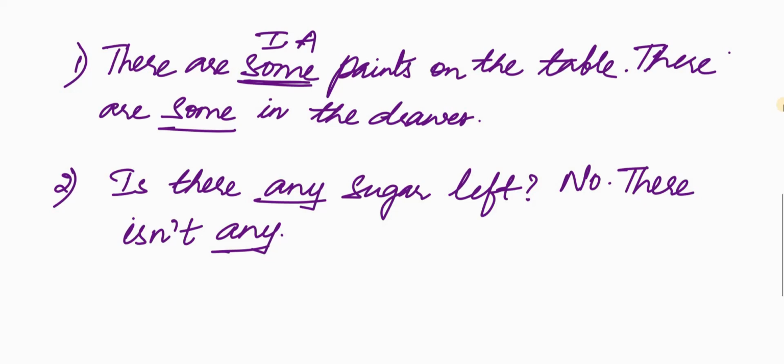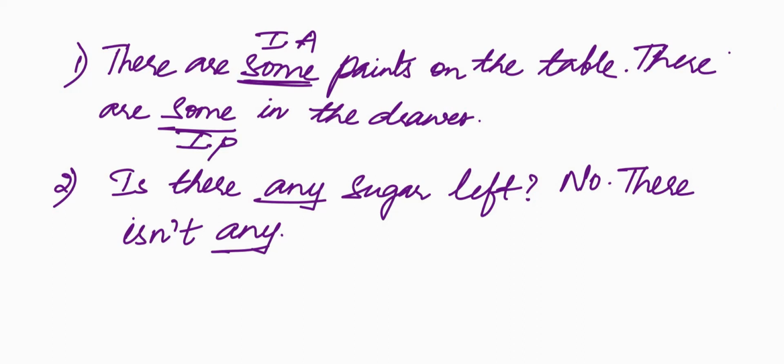In the second part, there are some in the drawer. There are some paints in the drawer. Here, we did not write paints. Why? Because we have replaced the noun paints with the indefinite pronoun some. Some here is an indefinite pronoun as there is no noun after this pronoun and it is replacing it.